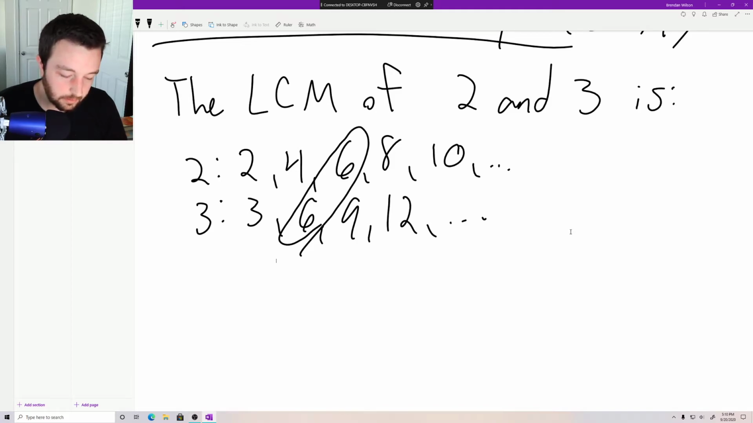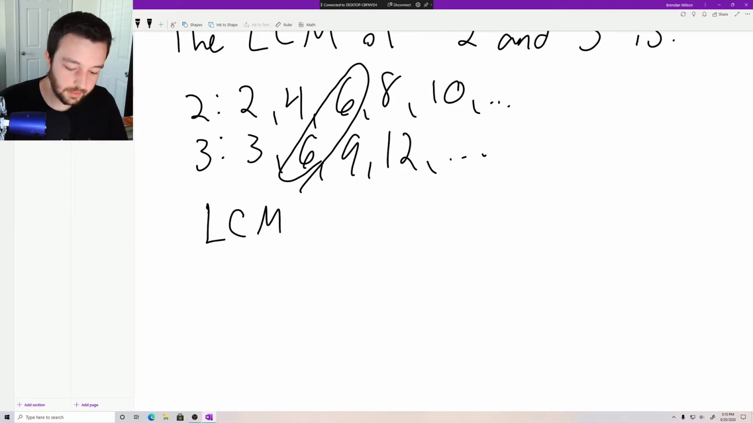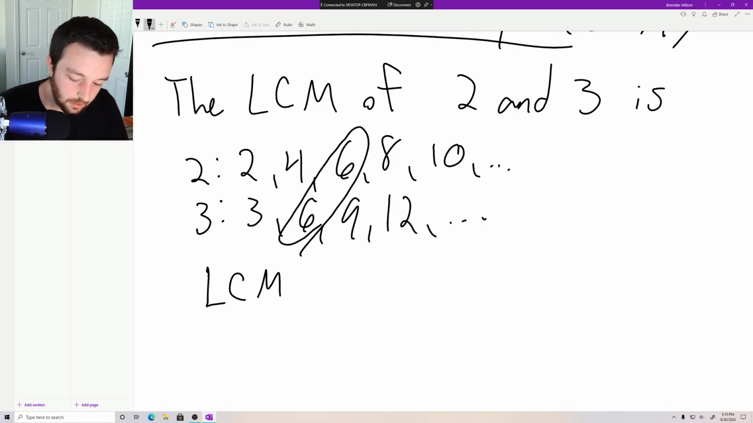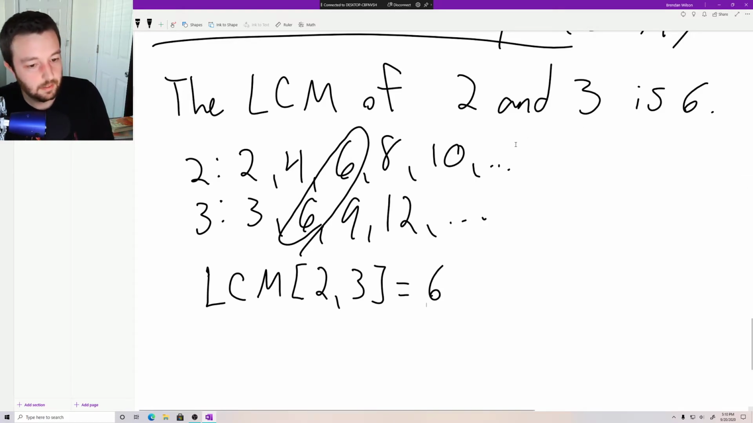So the way we might write this, you can just write it out in words, like you can just write it up here is 6. Okay. Sometimes you might see it written like this. Least common multiple of the two numbers in the brackets is 6. Okay.